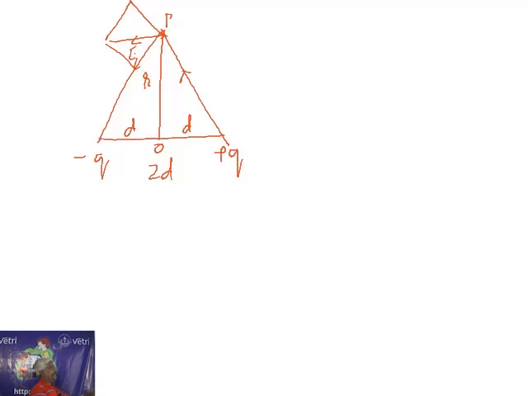So this is D, this is R. What is this value? Simply the square root of R square plus D square. Therefore, what is the field due to plus Q charge? 1 by 4 pi epsilon naught Q by this distance square, that is R square plus D square. What is the field due to minus Q charge? The same formula, 1 by 4 pi epsilon naught Q by R square plus D square, because the square root of R square plus D square, the whole square. Therefore, the square root is gone. We are getting only R square plus D square.